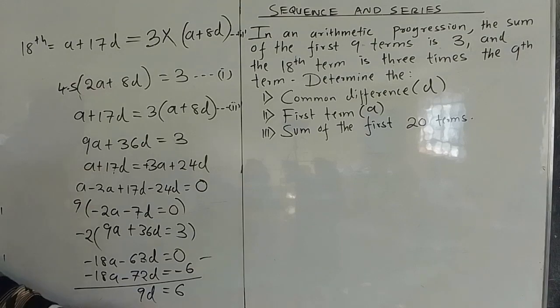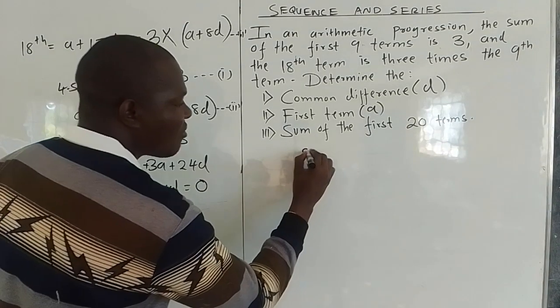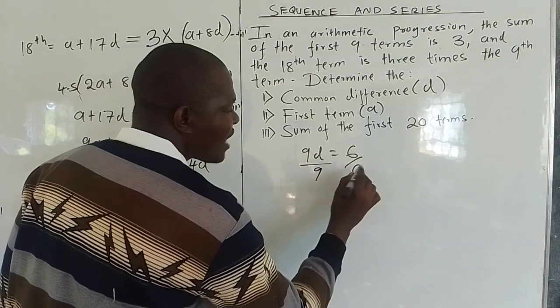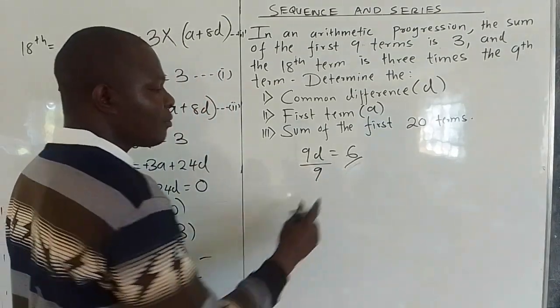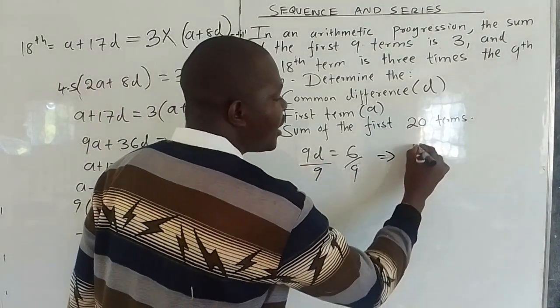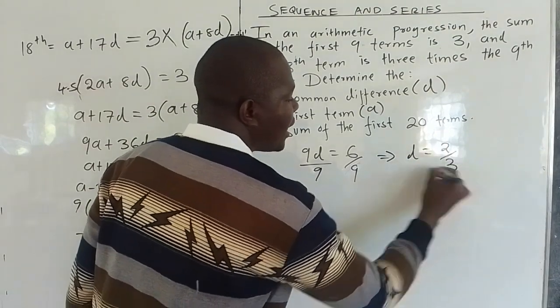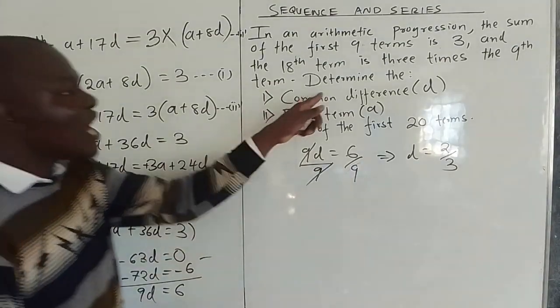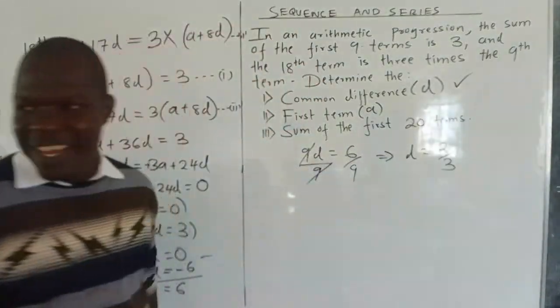We divide both sides by 9. So we have found that 9d is equal to 6. So when we divide both sides by 9, we get d is 2 over 3 in simple form. So d is 2 over 3. Now we have found the common difference.